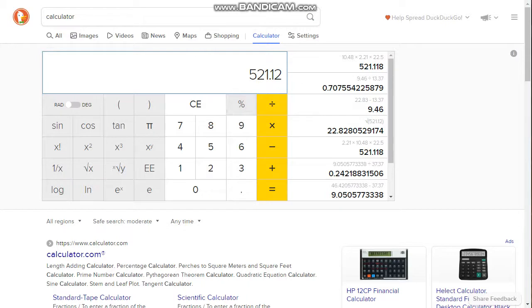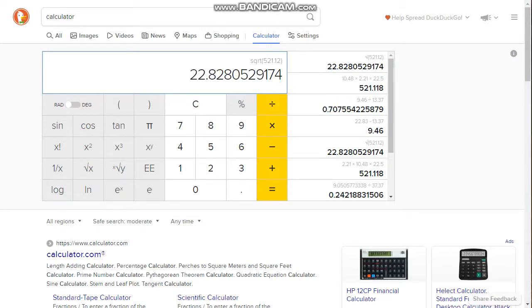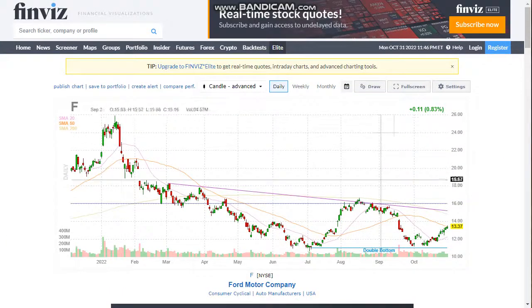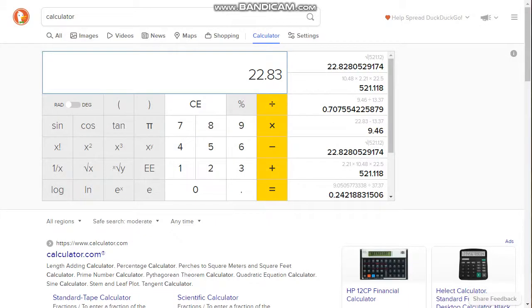So we get this number here. This doesn't mean much to us. What we need to do here is take the square root of that number, 521.12, and then that will give us 22.828. So let's just call it 22.83. So that means this is the actual price per share that Ford would be trading at if the markets caught up, if they were to liquidate, essentially like that acquisition thing I was talking about earlier. This is the actual true price per share. So whether it gets there in 2 months or 1 year or 2 years, that's a different story.